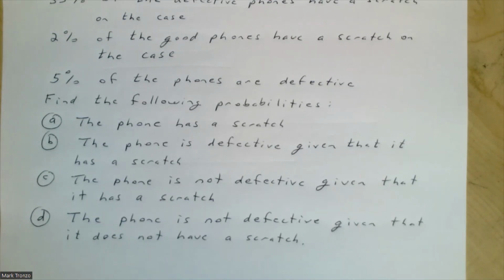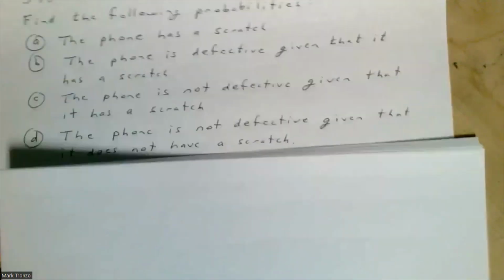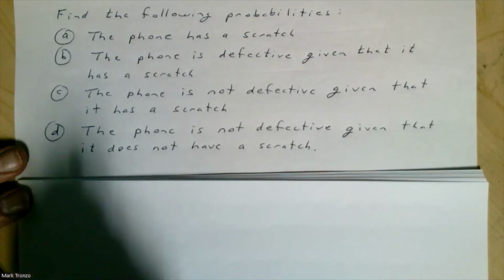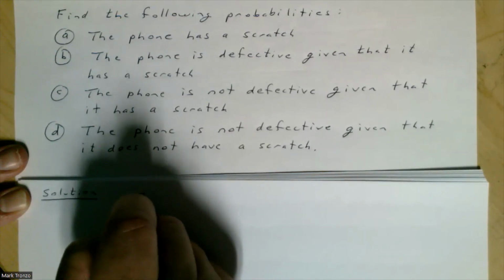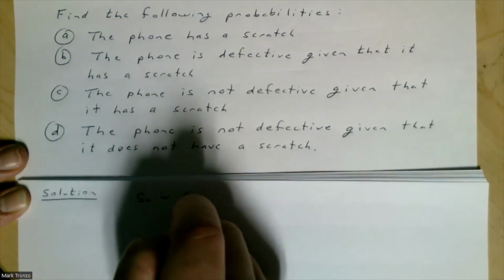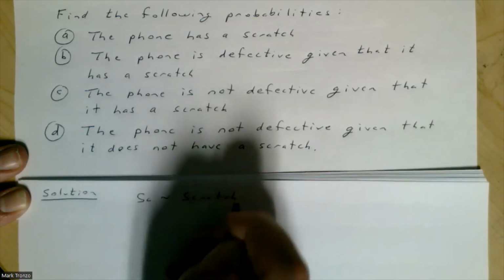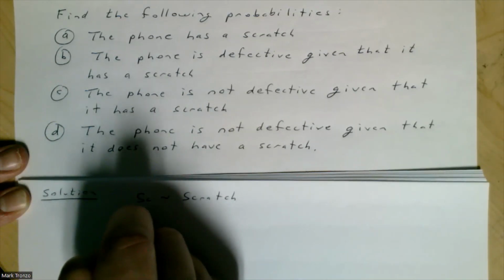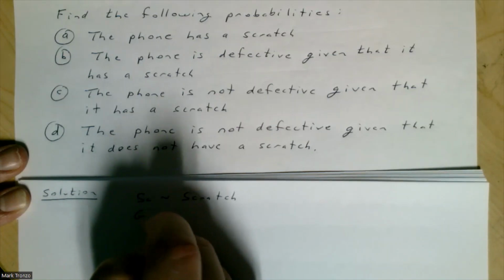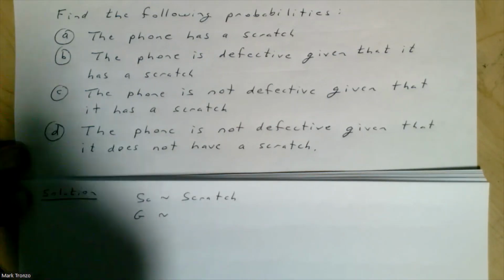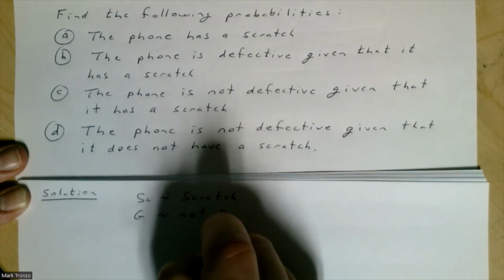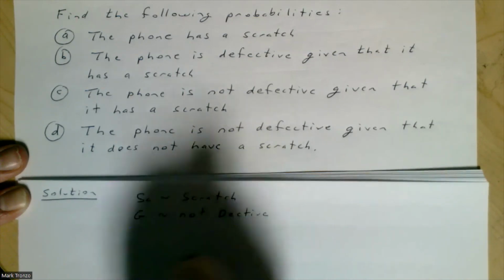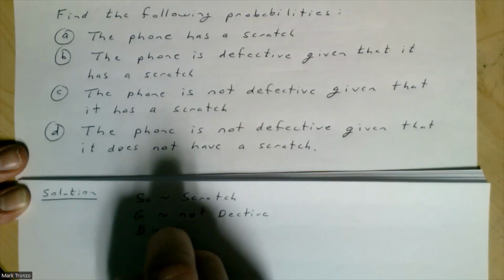So let's take a look at this problem. First, usually the best thing to do is set up some definitions as to what's what. Let's say SC means scratch, has a scratch. G is not defective, or good. And D means defective.